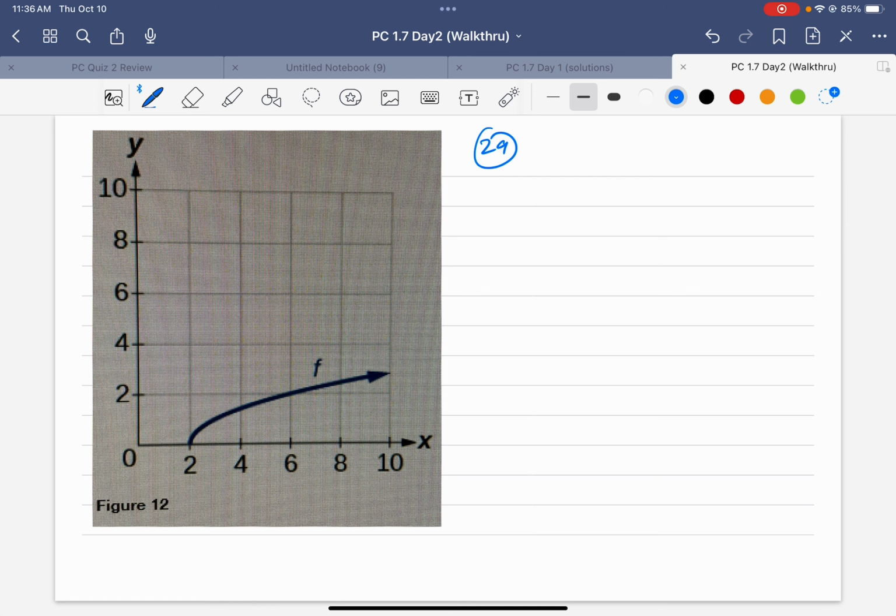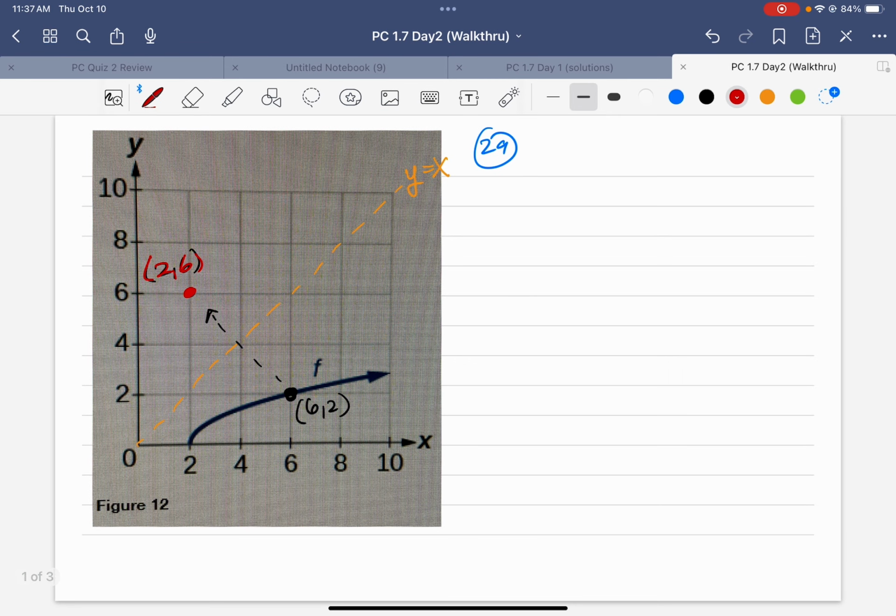graph of f inverse. And I know that for f inverse, I just look at the line y equals x, and I reflect across the line y equals x to find points on f inverse. So that means if the point (6, 2) is on f, then the point (2, 6) is on f inverse. Maybe I'll make it in red to make it clear. So (2, 6).